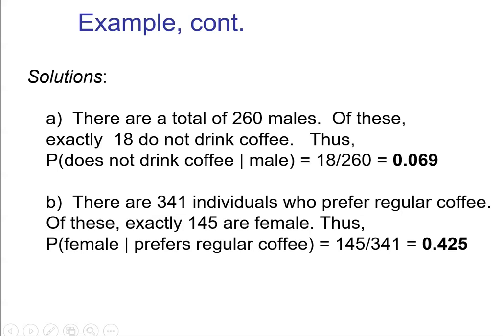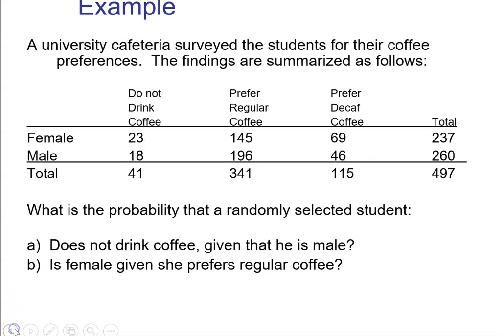There are a total of 260 males, again looking here at our chart. Of these, exactly 18 do not drink coffee. Thus the probability that a student does not drink coffee, given that they're male, is 18 out of 260, which is 0.069. So again, hopefully you see where those are coming from in our chart. 18 do not drink coffee out of 260 males.